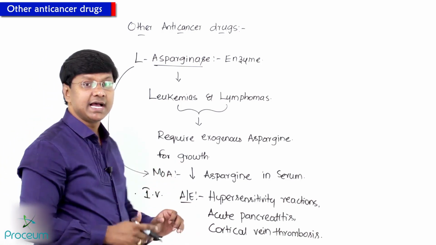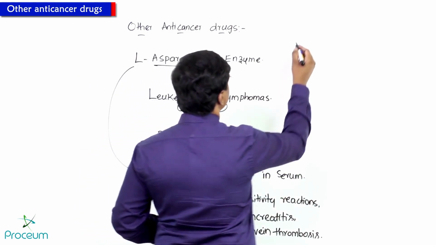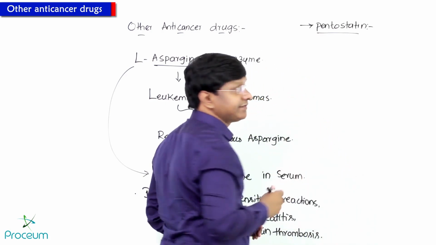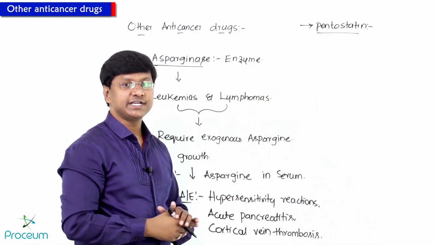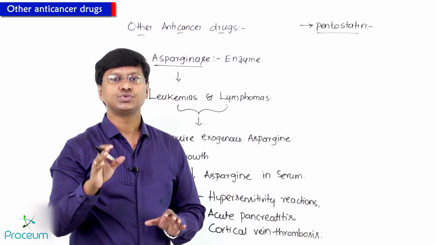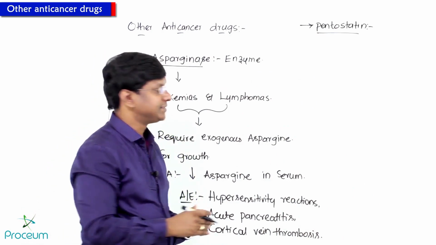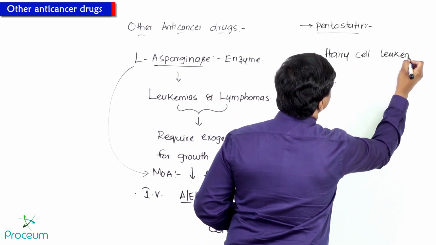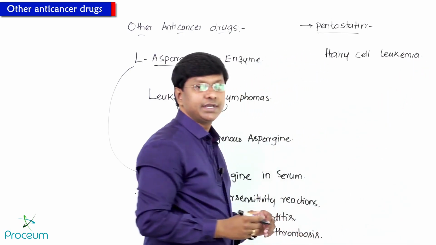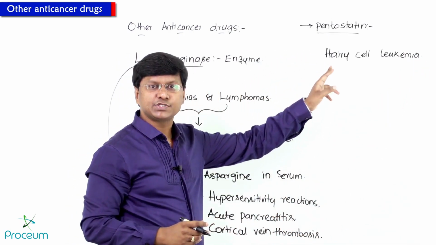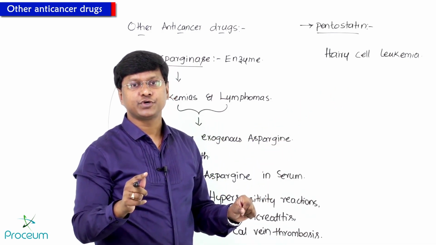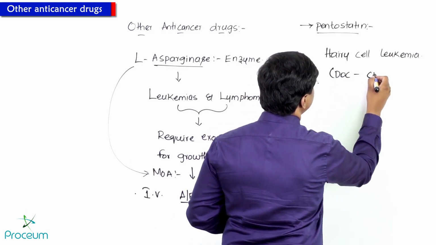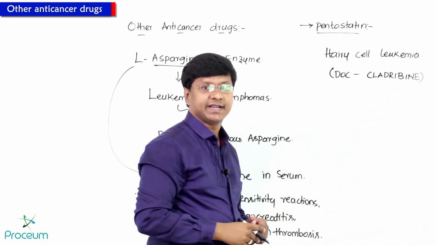Now, the other anti-cancer drug we have is Pentostatin. Pentostatin is the drug used for the treatment of hairy cell leukemia. Now remember, in case of hairy cell leukemia, the drug of choice is cladribine.